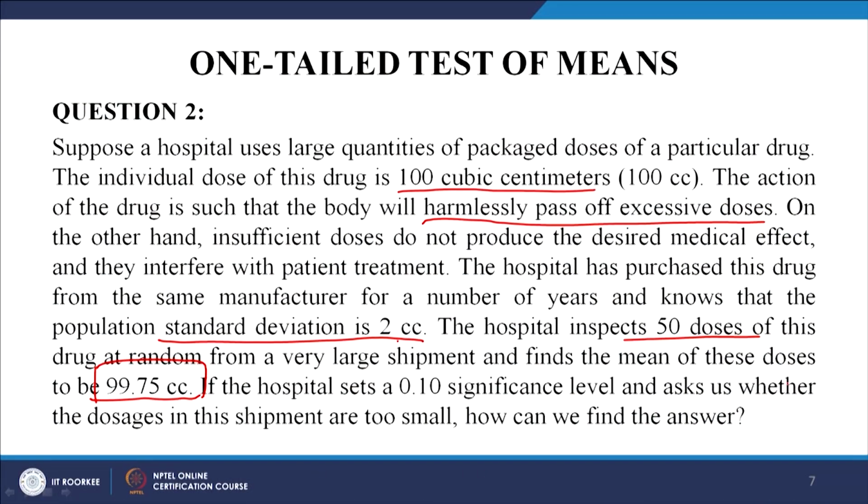Now, if you go back and remember, 10% level of significance means the manufacturer is ready to part with 10% rejection of a good, appropriate, correct null hypothesis, and asks us whether the dosage in this shipment is too small, because it is coming small. So, he is worried, because if it is small, then it will interfere with the patient's condition. How can we find the answer?